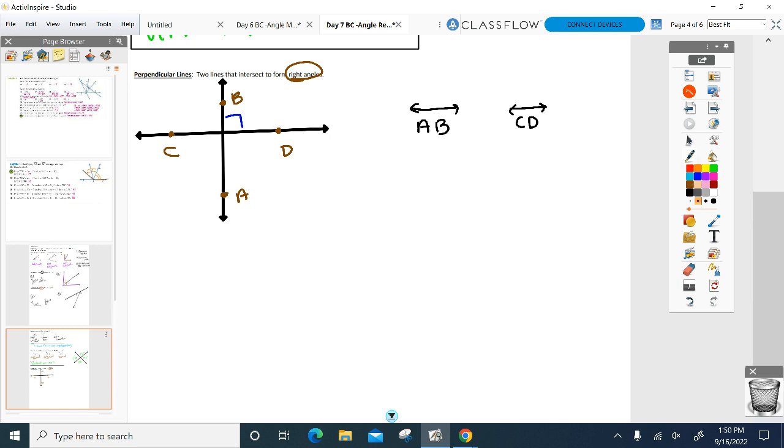Anybody know it? Seen it before? A vertical line with a horizontal line at the bottom. So an upside down T. Yep, there you go. That's the symbol we use for perpendicular when we write. Okay, symbol for perpendicular.